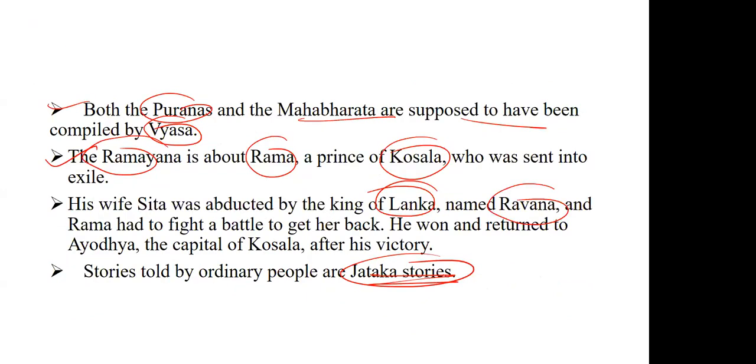These were told by ordinary people. And then there is the Ramayana, which is basically the story of Rama and Sita. Sita was abducted by the Lanka Naresh, Ravana, and Rama had to go and free Sita from the clutches of Ravana, and they both returned to the capital of Kosala, because Rama was basically a prince of Kosala.